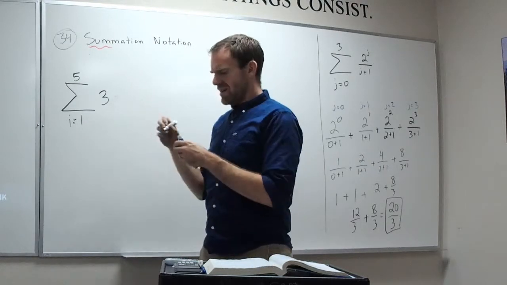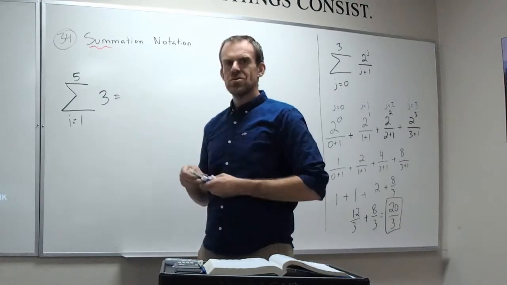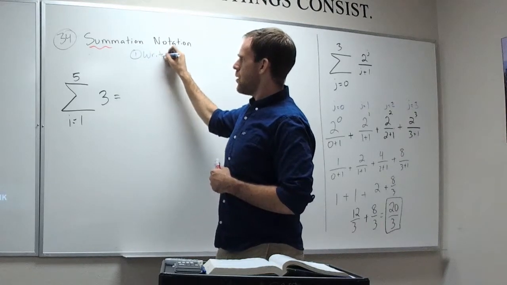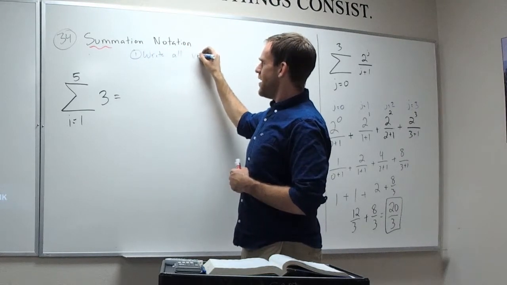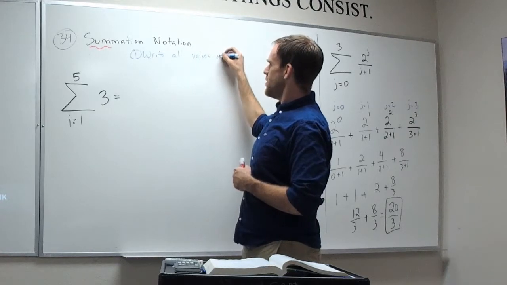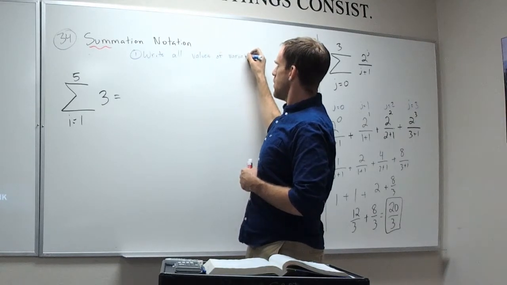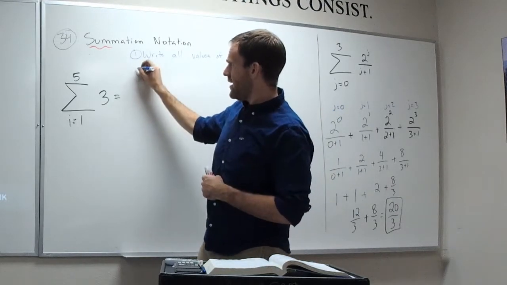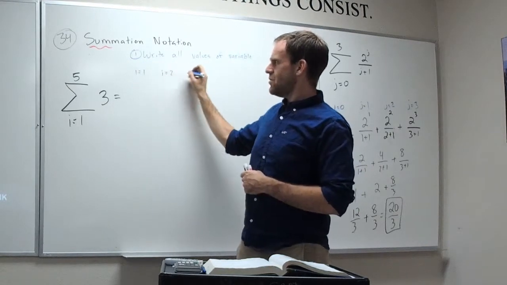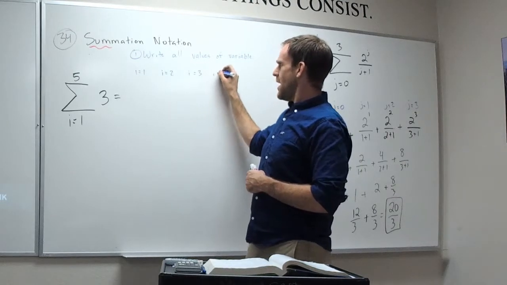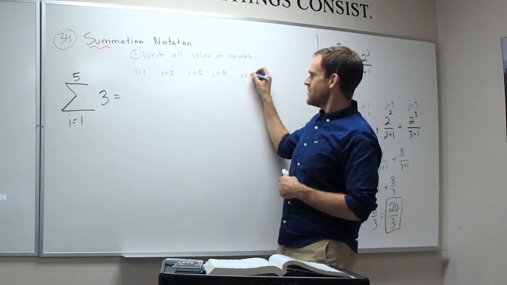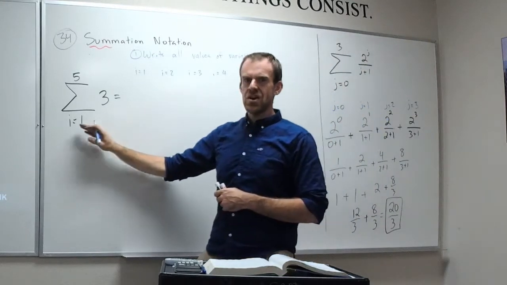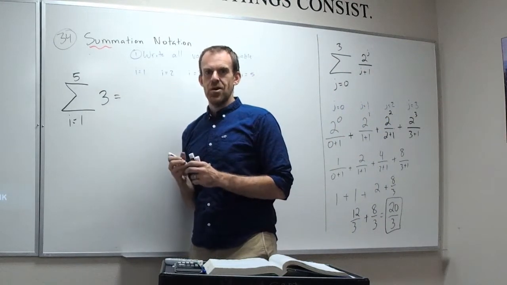The first step is you're going to write all values of your variable. In this case, our variable starts at 1: i equals 1, i equals 2, i equals 3, i equals 4, and i equals 5. Each time we're adding 1, we go from the starting point to the end number.